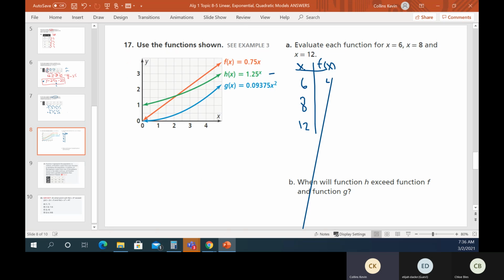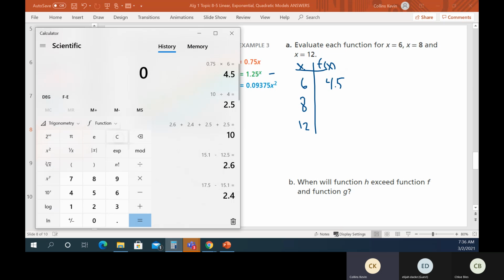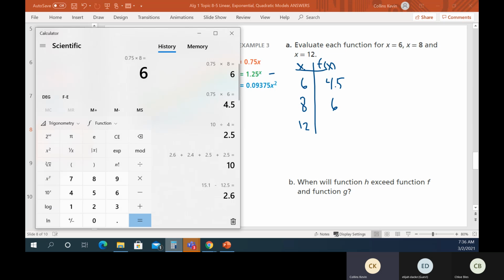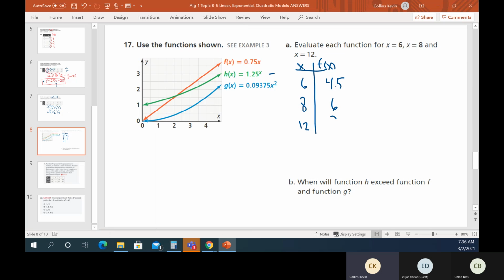All right. And then the next one, we've got 0.75 times 8. That's just going to be 6. And then the next one, again, we go 0.75 times 12. It's going to be 9. All right, so that's our first set of values. I should have written that in orange, huh? That would have been the smart thing to do.